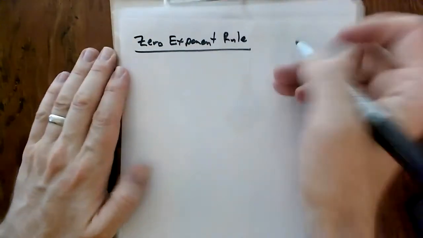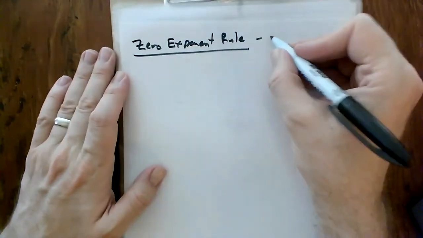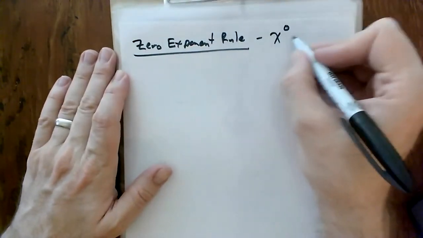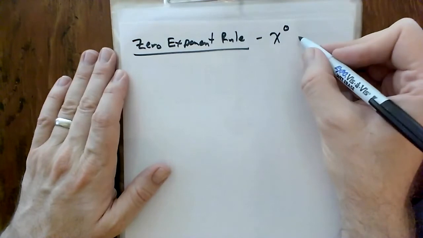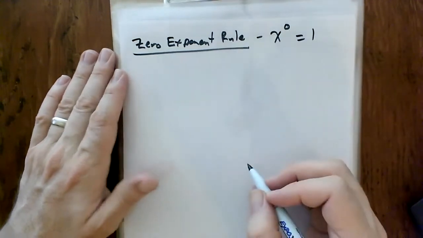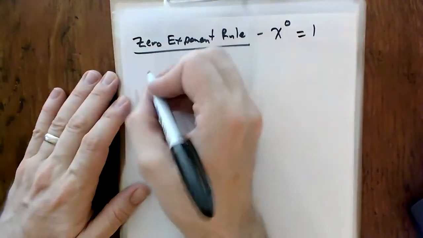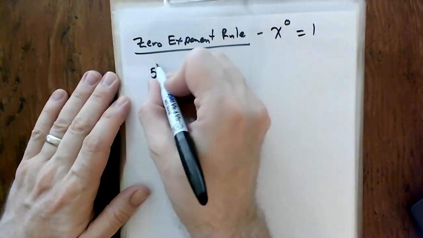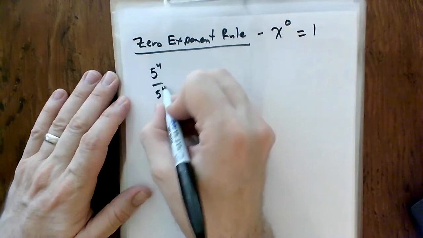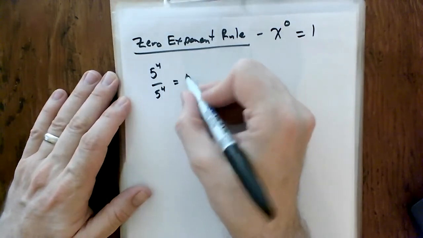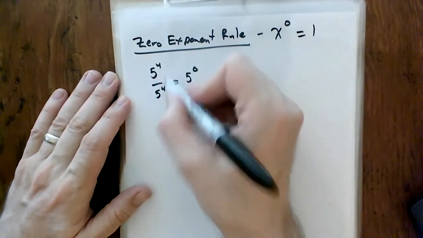The zero exponent rule basically says that anytime you've got a base to the 0th power, as long as it's a non-zero base, your answer is going to be 1. And as we showed before, if I've got 5 to the 4th over 5 to the 4th, that would be equivalent to 5 to the 0. 4 minus 4 is 0.